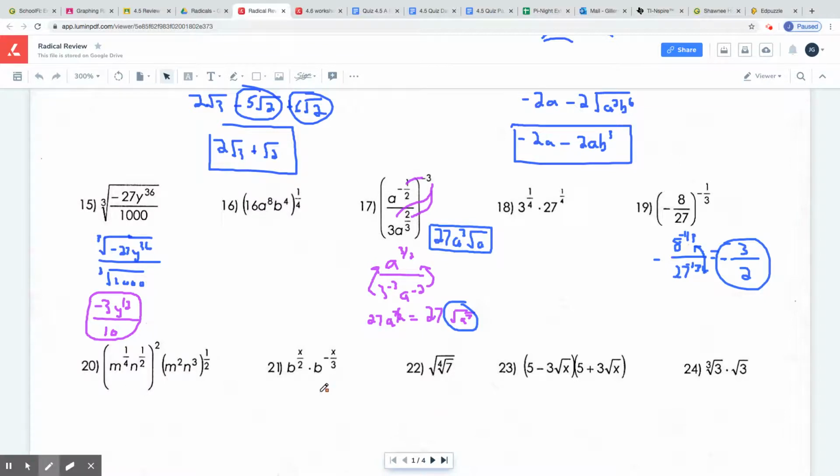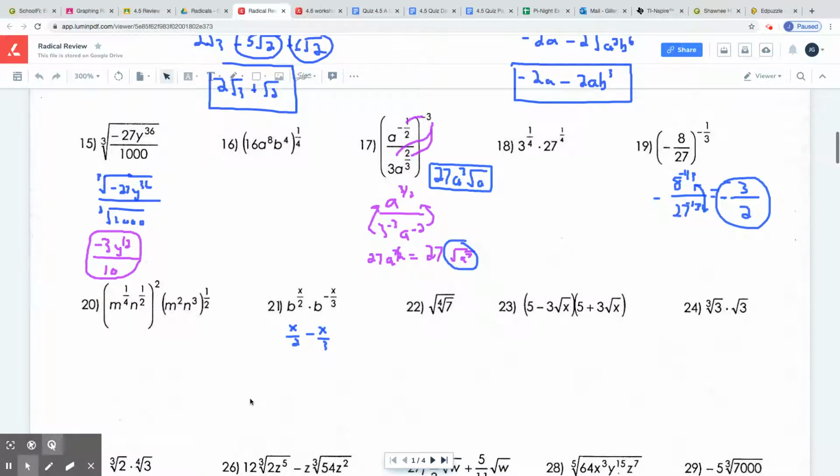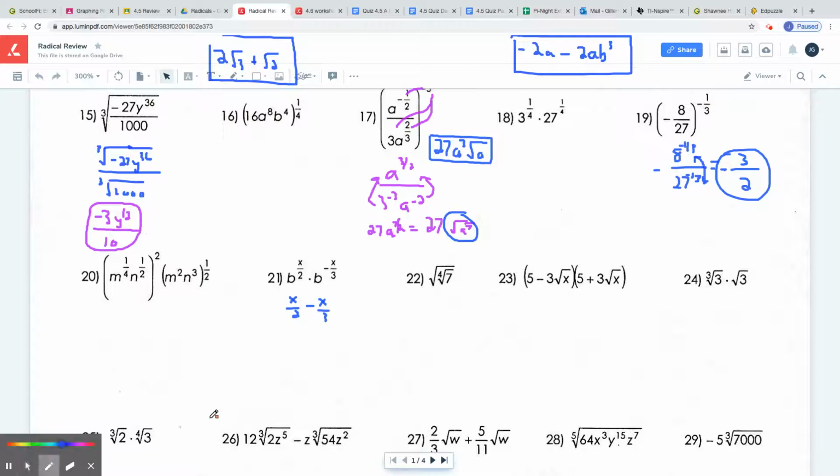All right, 21. When you are multiplying and you have the same base, what do you do with the exponents? You add them. So you're basically doing x over 2 minus x over 3. Now, they don't have like denominators. So if I make it 6, this is 3x, this is 2x. 3x minus 2x is x over 6. So it's b to the x over 6 power.